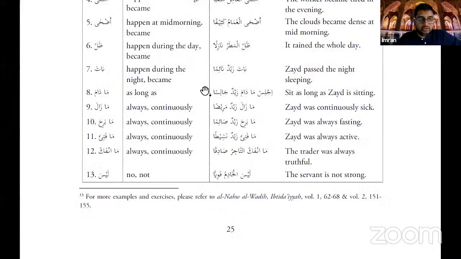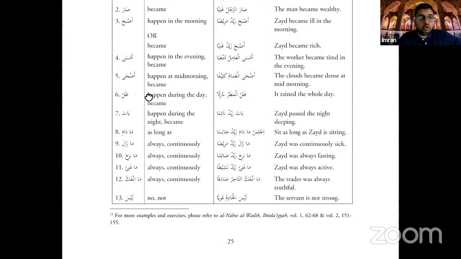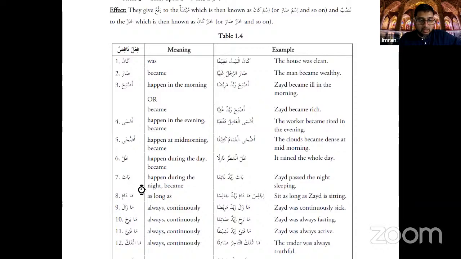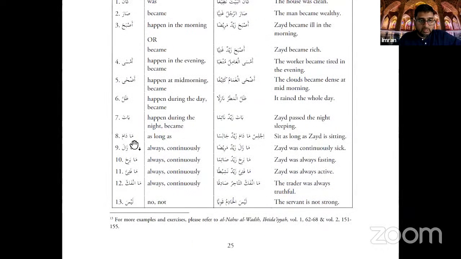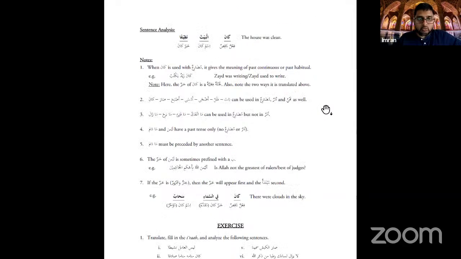So these are the 13 or 12 sisters of Kana. The most prominent ones are Kana, Sara, Asbaha, Amsa, Adha, Dhalla, Bata, Madama, and Mazala. The remaining ones, Laysa is used, but these ones here, Ma Bariha, Ma Fatiha, Manfaka, are rarely used. These are the ones you can find in the book, page number 25. Now I'm going to ask Sister Mukarram Awaji, kindly go for the sentence analysis, please.